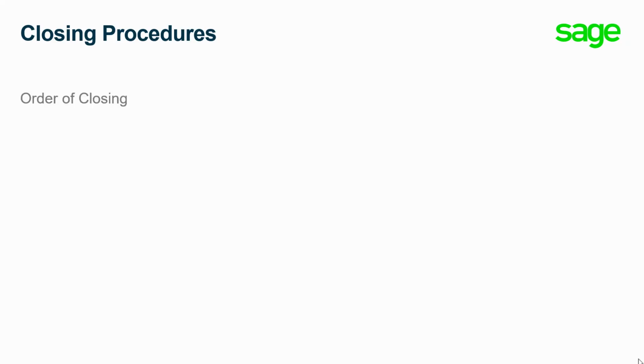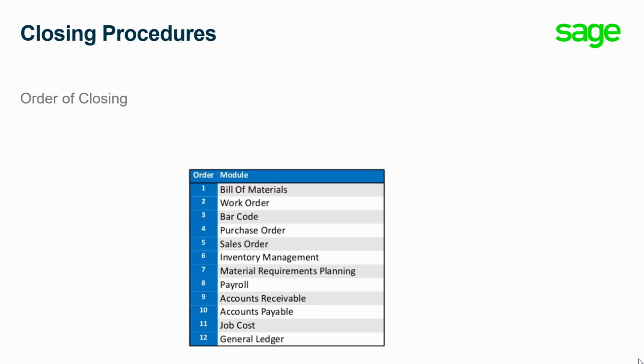It is important to follow a logical order of closing so that a module that writes to another posts first. Here we have a list of the various modules and the order they should be closed in. Now, some modules don't have official closing routines, such as bill of materials, work order, and barcode. However, you would want to review these modules and run various reports on a routine basis.